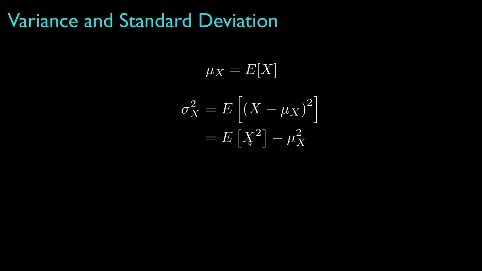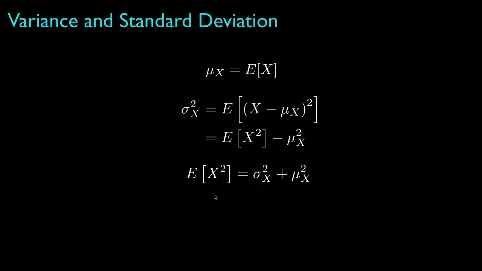Now, with a little manipulation, you can show that the variance is also equal to the second moment for the random variable minus the mean squared, or the square of the first moment. Now, this relationship, which might be written like this, shows that the mean, the variance, and the second moment only have 2 degrees of freedom. That is, if you specify 2 of them, then the other one is also specified.